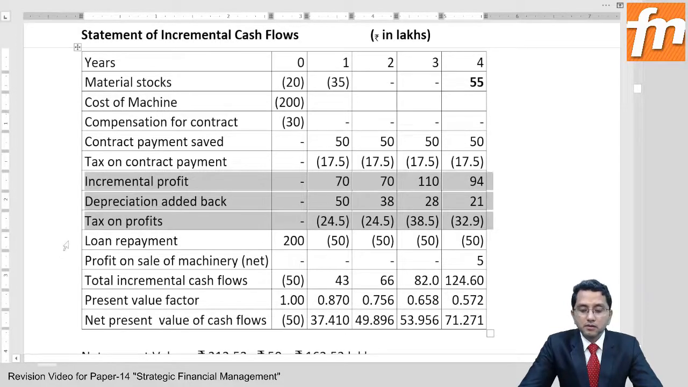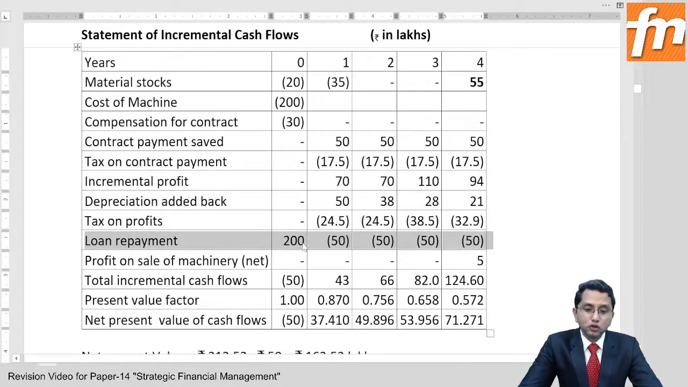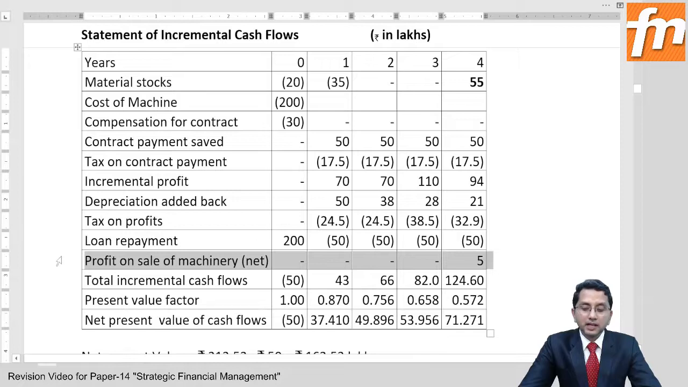Now, loan repayment. Initially there is the inflow of borrowing money, 200 lakhs, and then there is a series of outflows of 50-50 lakhs. Profit on sale of machinery is 5 lakhs.